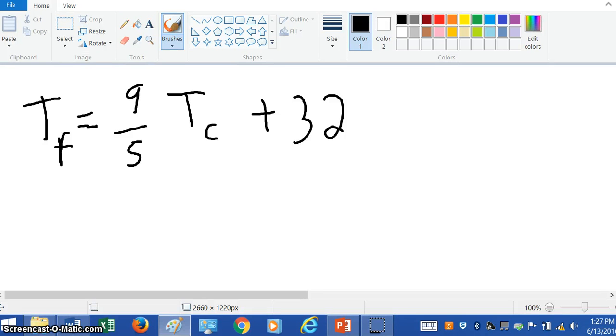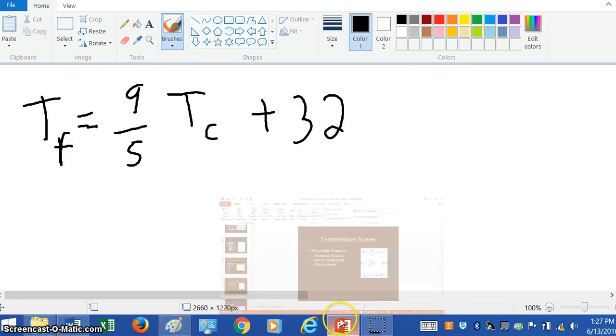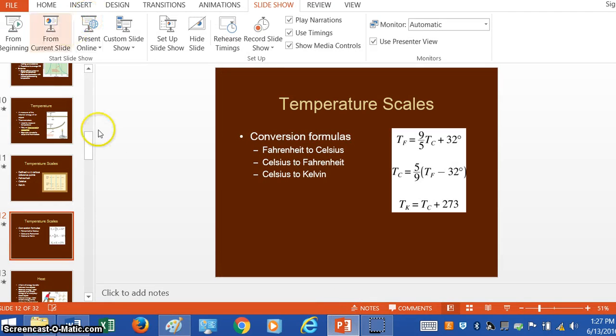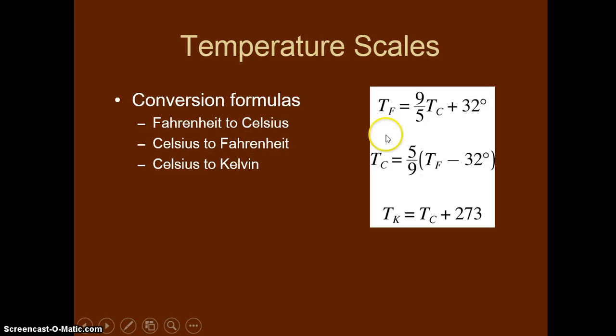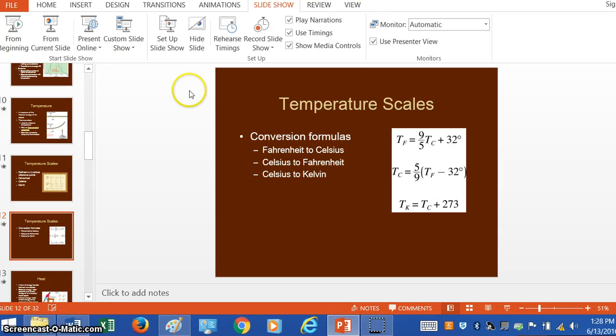Alright, so here's one of our temperature conversion equations. I'm going to do some examples here, just as a reminder, this is what we're talking about. So there's the first equation. It's converting degrees Celsius to degrees Fahrenheit.